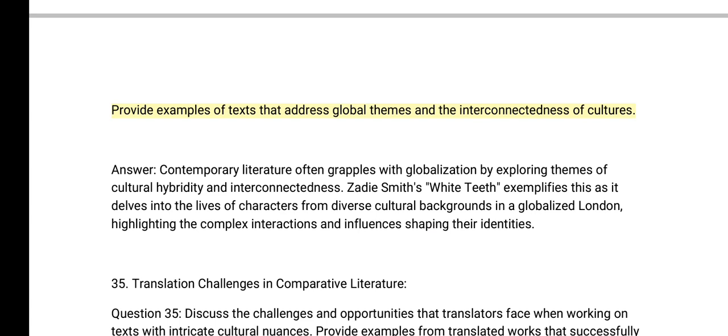Answer: Contemporary literature often grapples with globalization by exploring themes of cultural hybridity and interconnectedness. Zadie Smith's White Teeth exemplifies this as it delves into the lives of characters from diverse cultural backgrounds in a globalized London, highlighting the complex interactions and influences shaping their identities.